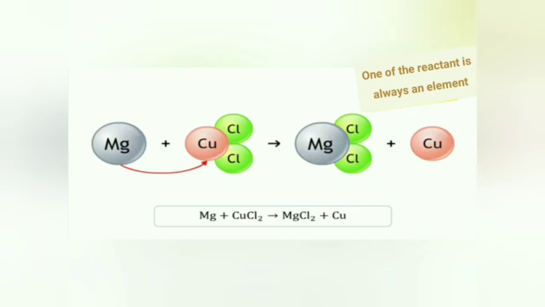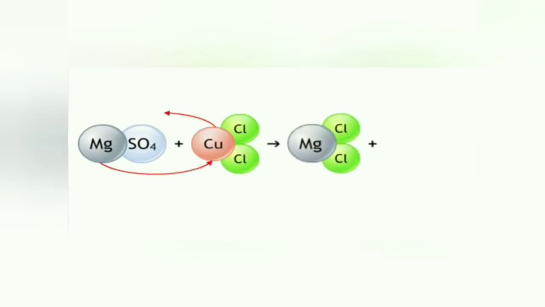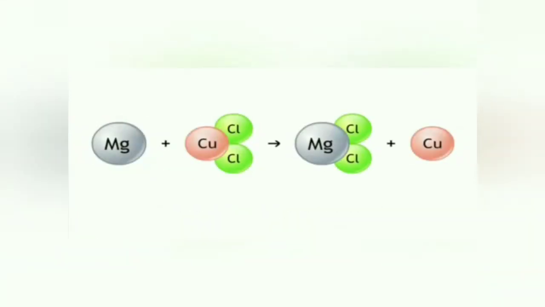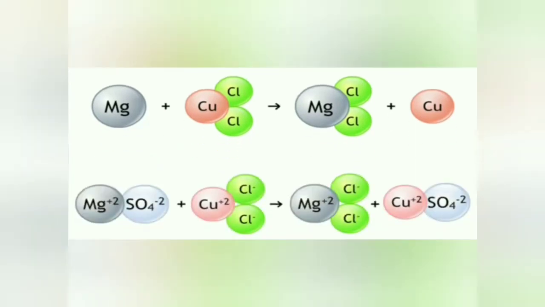For example, if we consider a reaction in which magnesium sulfate reacts with copper chloride to form magnesium chloride and copper sulfate. Even though both the reactions have a similarity because a displacement occurs in both, the second one is not a single displacement reaction because both the reactants are compounds that exchange ions.